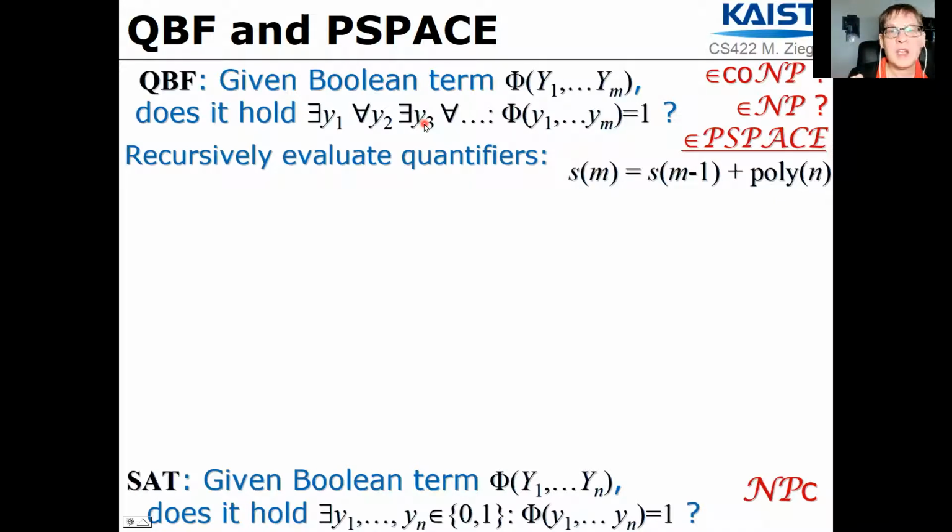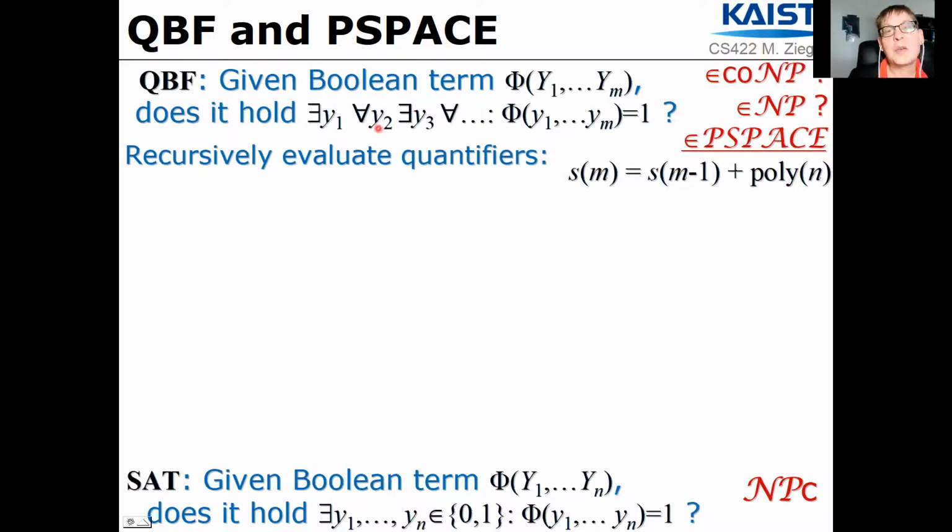My second remark is about the last quantifier here. What is the last quantifier? The last quantifier depends on the parity of the number of variables. So if m is even, then the last quantifier will be a universal one.